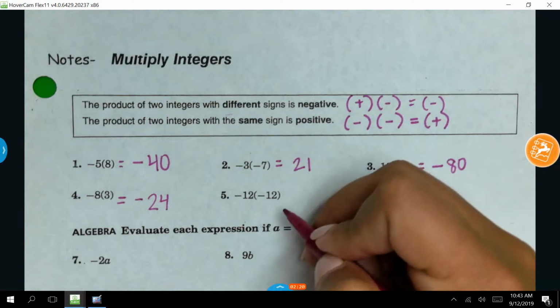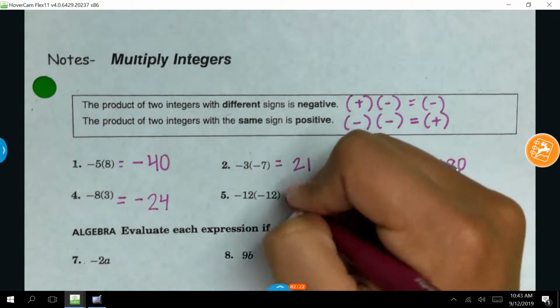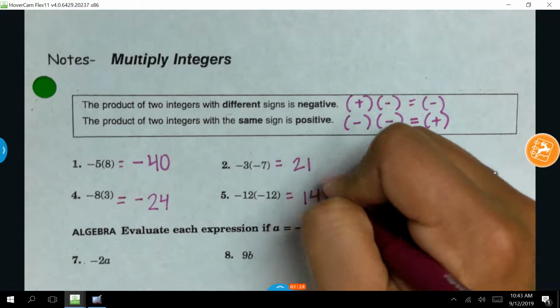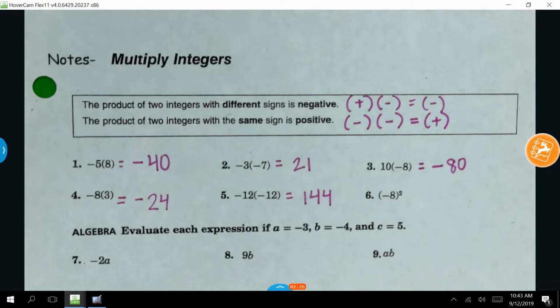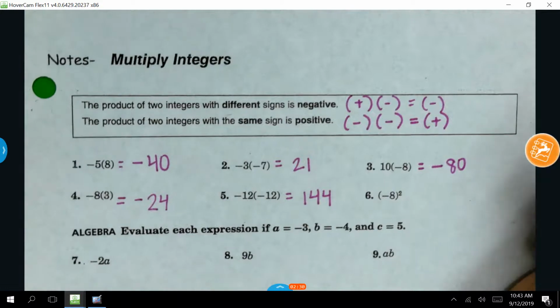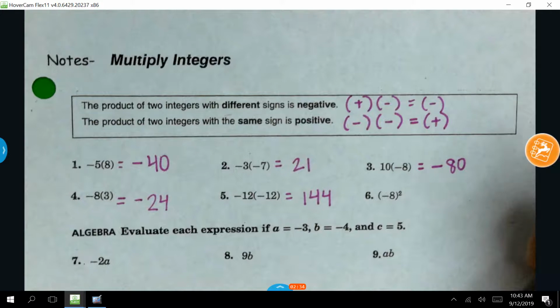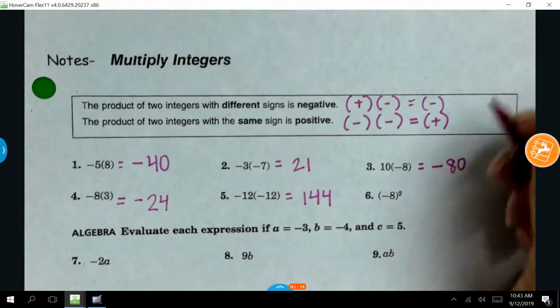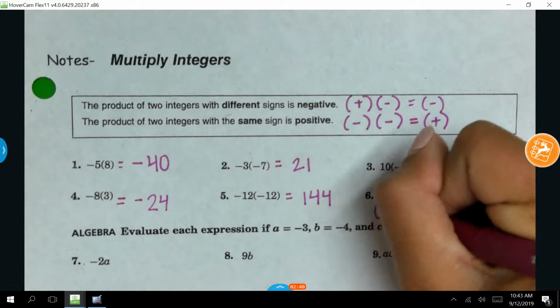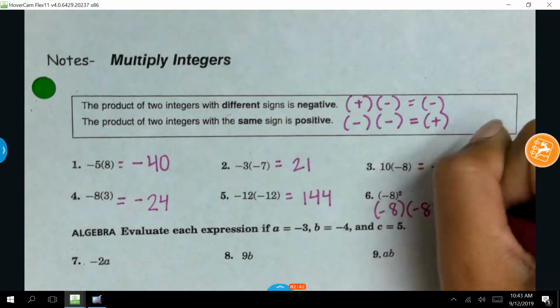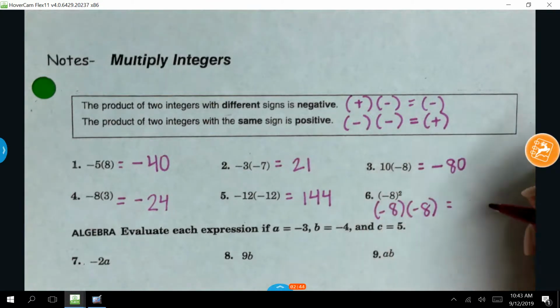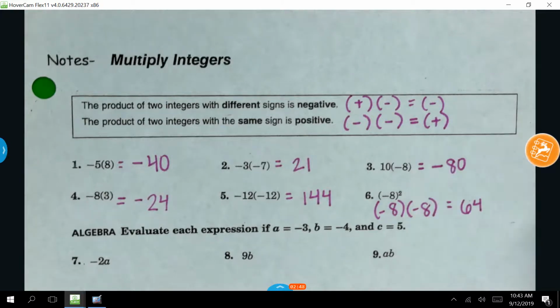Number 5 is a positive 144. Negative times a negative gives me a positive. About this last one, it says negative 8 squared. So what does that actually mean, Hudson? Negative 8 squared means negative 8 times negative 8. Good. So this means negative 8 times negative 8. Therefore, the answer is positive 64. Good.